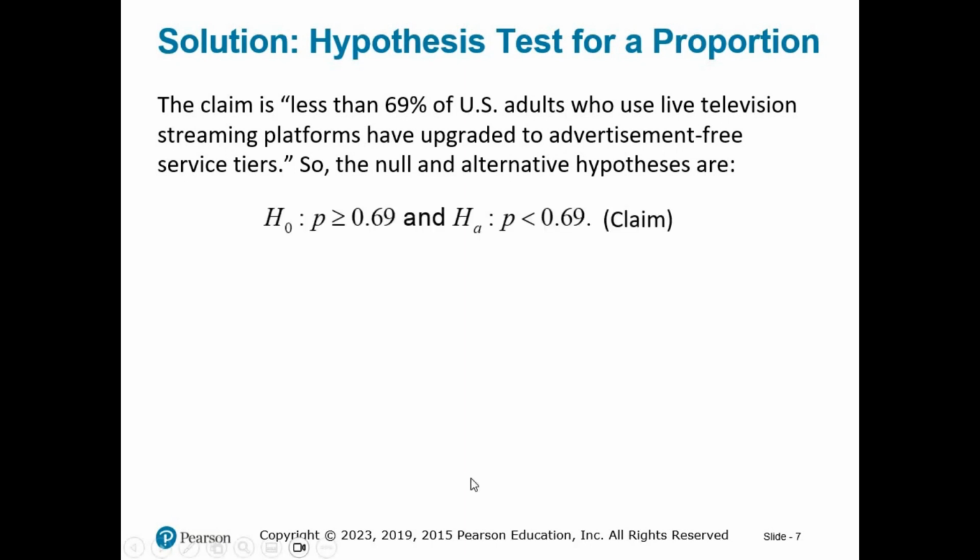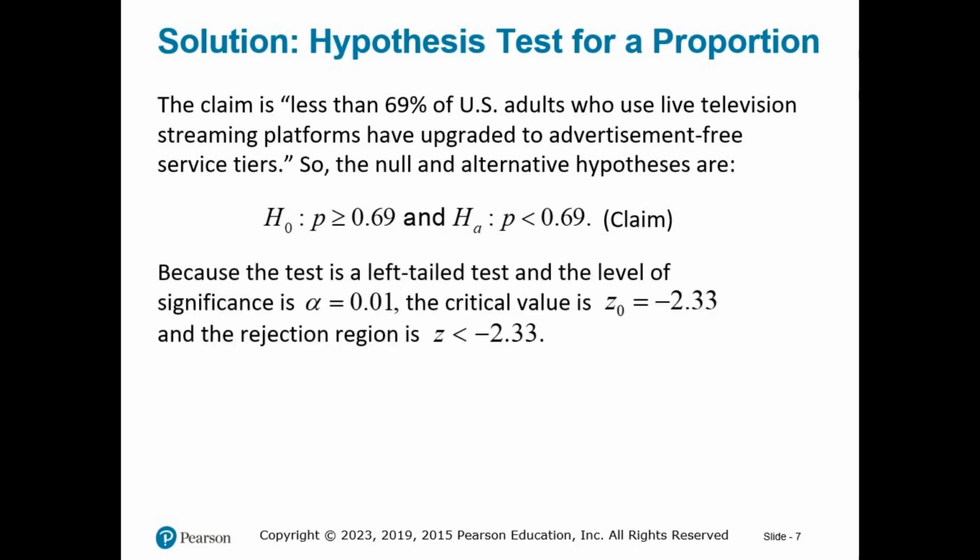You should have gotten this. The null hypothesis is P is greater than or equal to 0.69, and the alternative hypothesis is P is less than 0.69, and that's the claim. Our next step is to identify the significance level. We can use the standard normal table or the inverse norm function on our calculator to find the critical values using the significance level in decimal form, because that is our area.